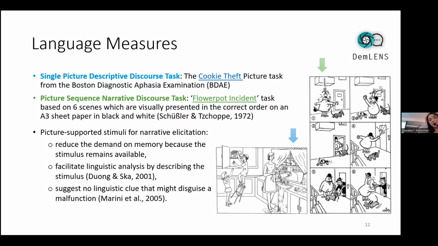We opted for picture-supported stimuli for narrative elicitation for 3 reasons. First of all, because we wanted to reduce the demand on memory, because the stimulus remained available. Secondly, because that would give us the same baseline for linguistic analysis, since we had the description of the stimulus. And thirdly, because we were not providing any linguistic cue that could potentially disguise malfunction. So basically, we were not providing language, we were just using a visual aid.